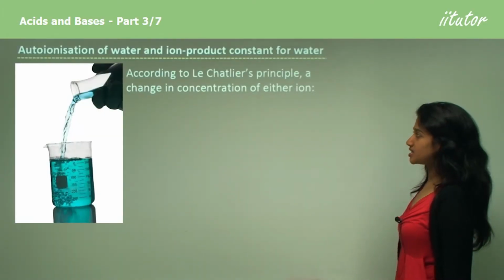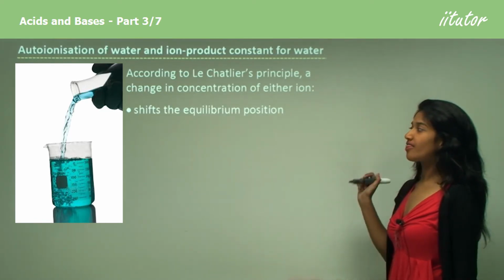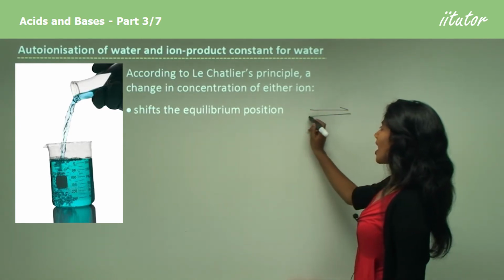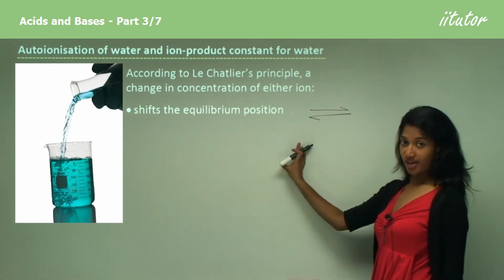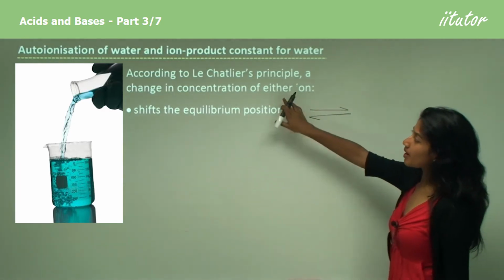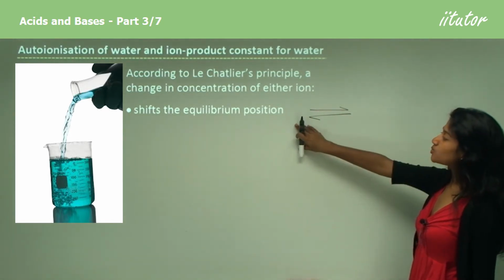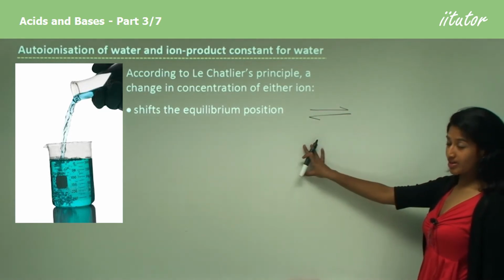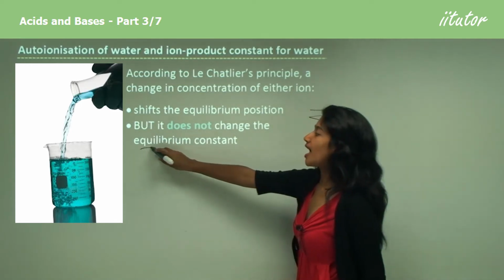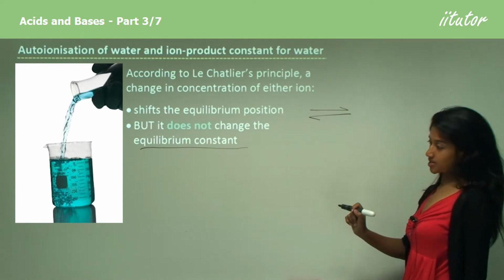According to Le Chatelier's principle, a change in concentration of either ion will shift the equilibrium position. What is meant by this is an equilibrium has a forward and a backward reaction, and this happens simultaneously. But if a change does occur, and especially a change in concentration, it would favor either the forward or the backward reaction. But this does not change the equilibrium constant. A change in concentration never changes the equilibrium constant.